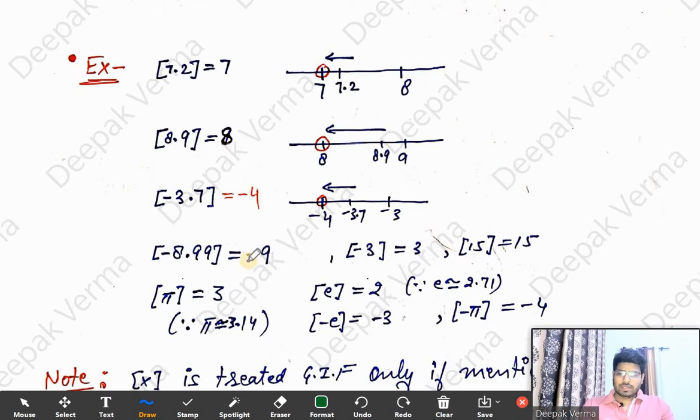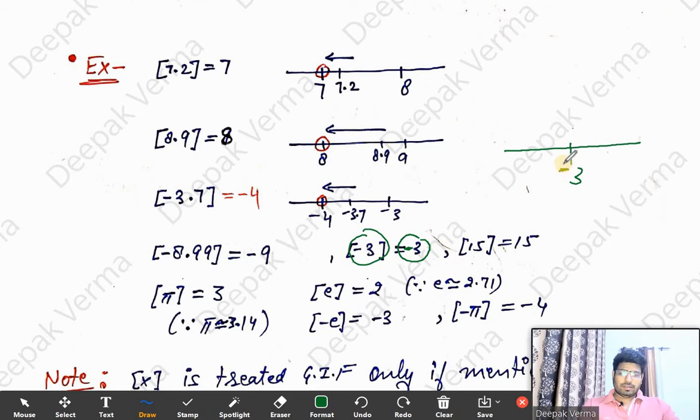Is it clear? Now what if we take box minus 3? This is exactly an integer. The examples we have taken so far are not integers. Now we are taking an example of an integer. So box minus 3. In case of an integer, the value will be minus 3 itself. Make a correction over here. This should be minus 3. Got it?